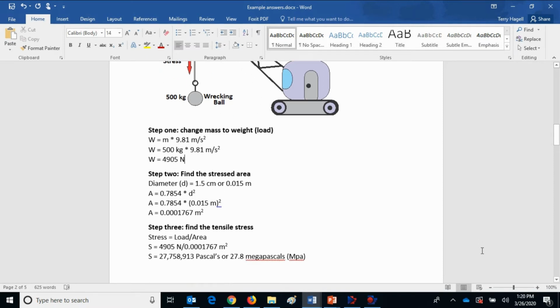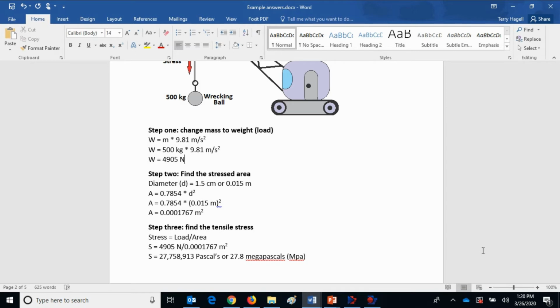Step 2, find the stressed area. The diameter of the cable is 1.5 centimeters or 0.015 meters. Because the cable's cross-sectional area is a circle, we can use the formula for a circle to find the stressed area. Doing the math, we find the stressed area is 0.0001767 meters squared.